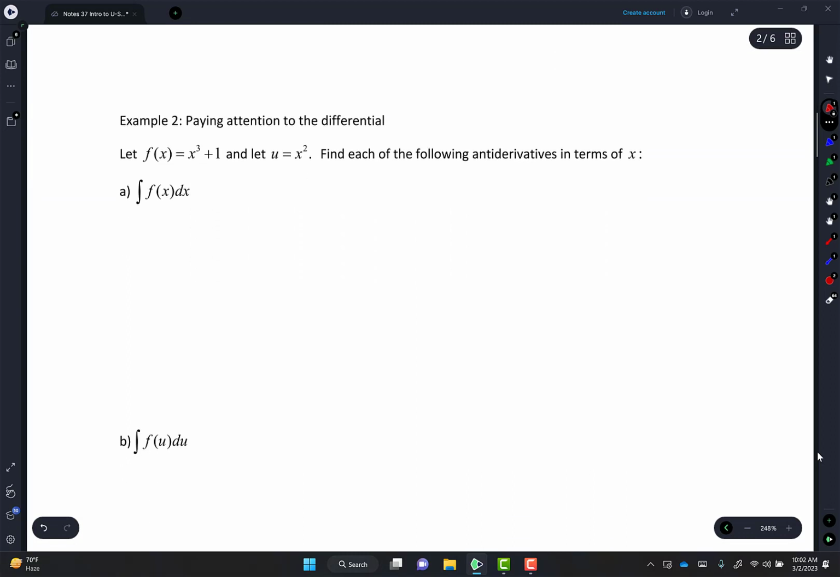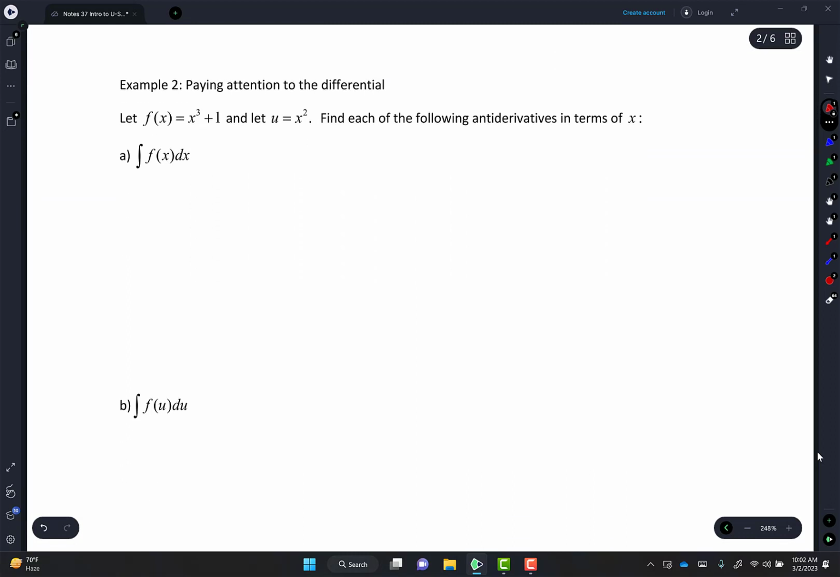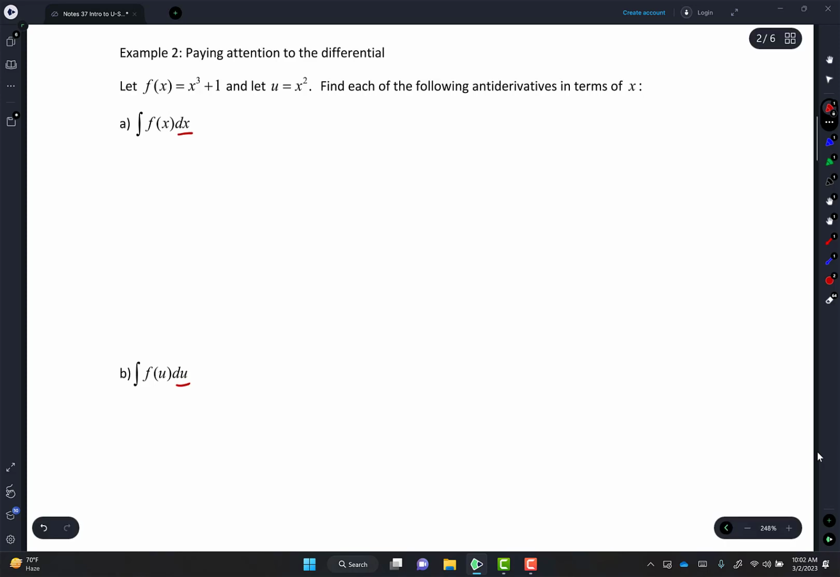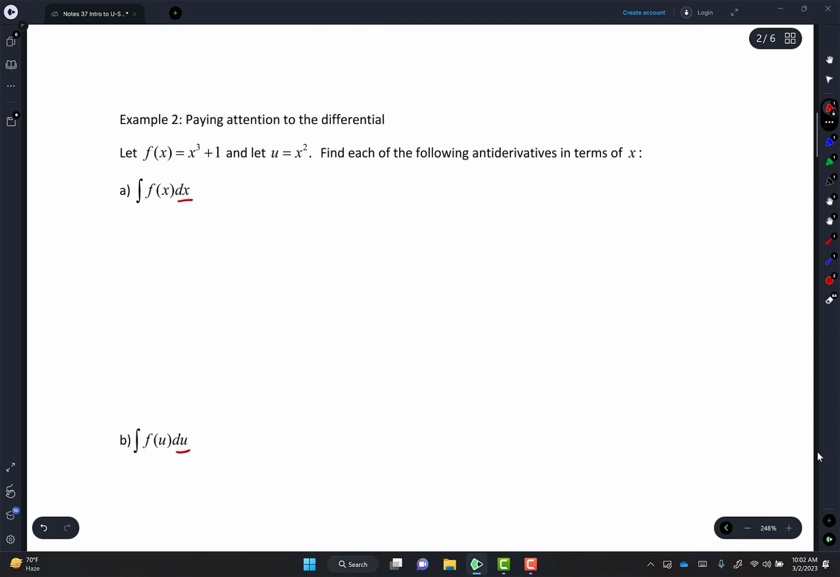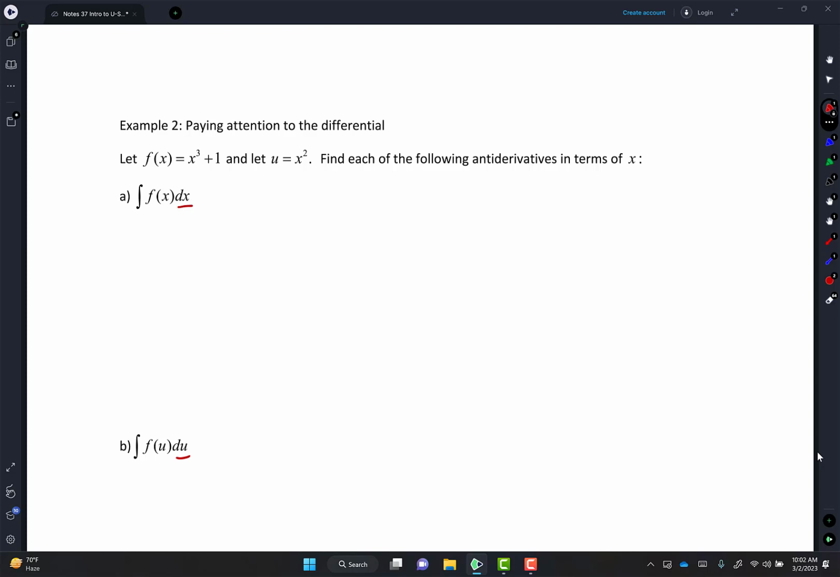All right, here we go. Ready? This is saying paying attention to the differential. Relax, don't freak out. All that means is that we're paying attention to what we're integrating with: the dx, the du, the dx. Do you guys see that? So we haven't done anything crazy, guys. Look, it says that f of x equals x cubed plus 1 and that u equals x squared. Find each of the following antiderivatives in terms of x.